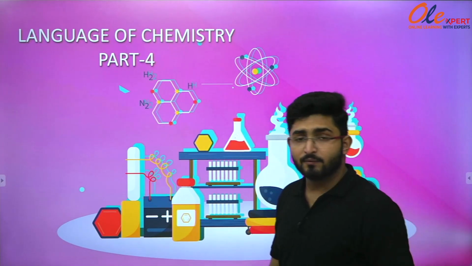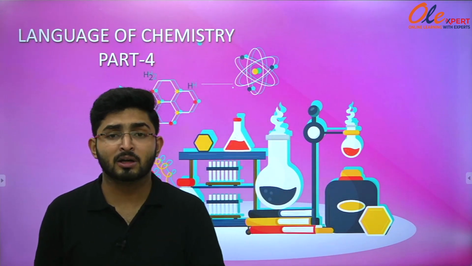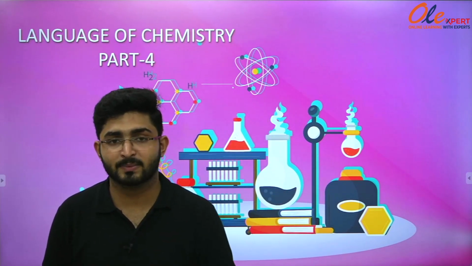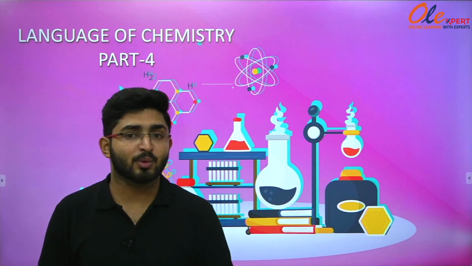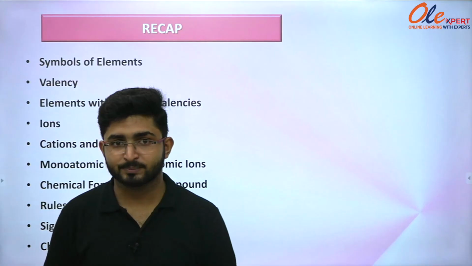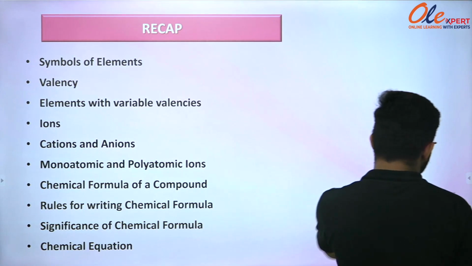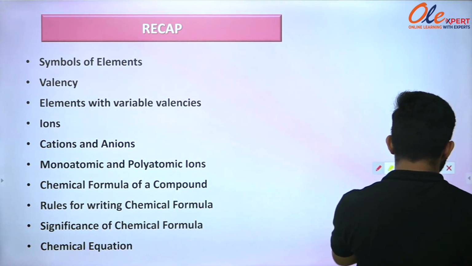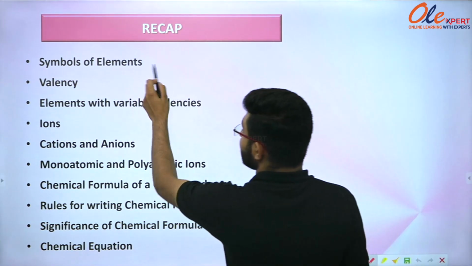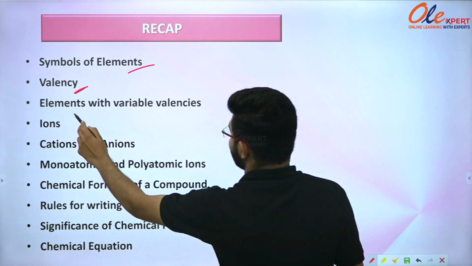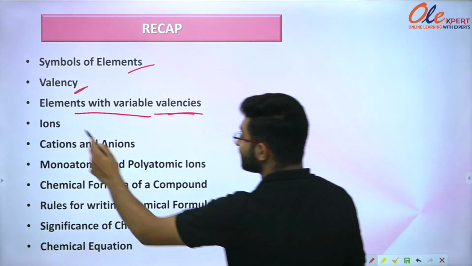So in today's session we are going to cover chapter number 5, that is the language of chemistry. We have completed the previous 3 sessions and in today's session we are carrying forward the previous topics. But let's just have a quick recap of the previous session. We have studied symbols of elements, valency, elements with variable valencies, and ions.